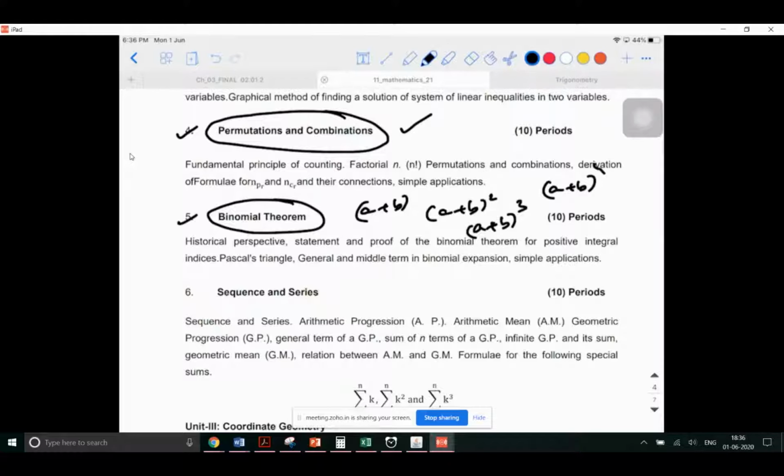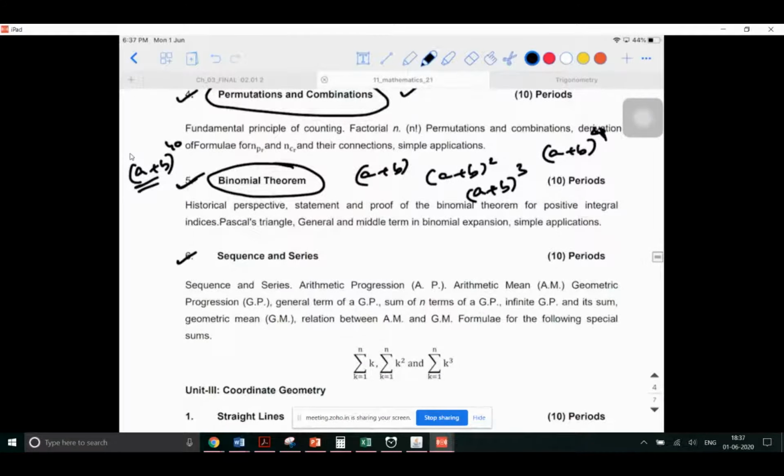Similarly, if you have a plus b whole power 4, to the maximum extent, you can write it as a plus b the whole square, and then solve it. If suppose I give you a question like this, a plus b the whole power 40, it will become difficult for us. You cannot sit and multiply it 40 times. So at that time, this binomial theorem will help us. This is a branch of algebra which will help us to understand how to expand these kinds of terms.